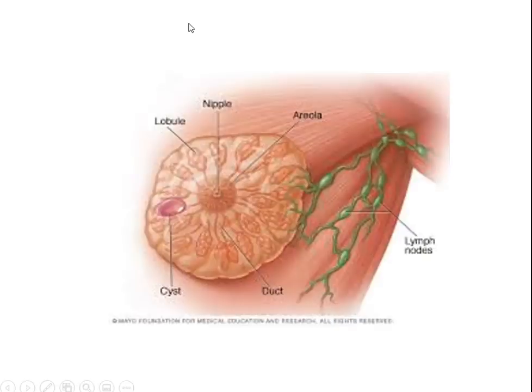Here is the normal structure, a diagram of the breast. In that, the lobules will be there, the areola that is surrounding the nipple, and in the center is the nipple. Then the ducts will be there. These ducts help to carry the milk, and if there is a blockage of these ducts, then breast disorders can develop. And these are the lymphatic supplies, that is the lymph nodes, from the base of the breast to the underarms. And this is a small, abnormally formed structure, a cyst, which is inside the breast.